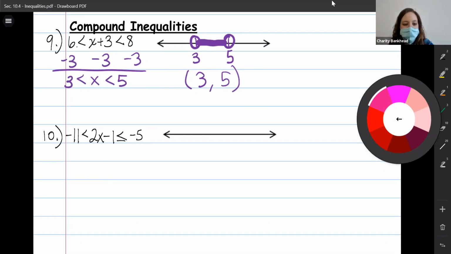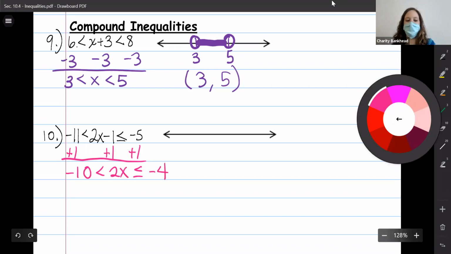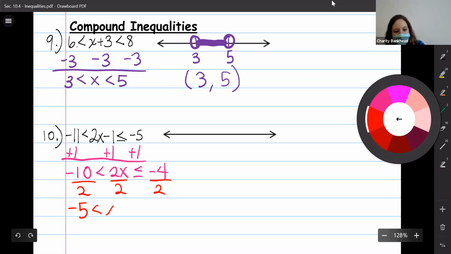All right, on number 10, I'm going to add 1 to each of the 3 parts. So negative 10 is less than 2x, which is less than or equal to negative 4. And then I just need to divide each section by 2. So that would be negative 5 is less than x, which is less than or equal to negative 2.